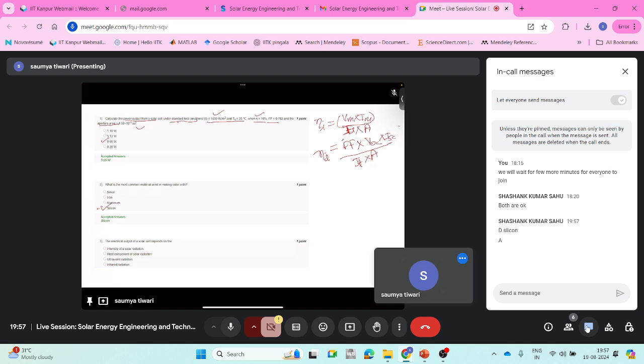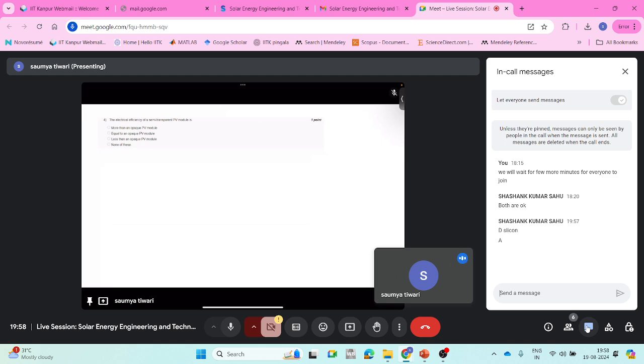So the correct answer for this question is A only, intensity of solar radiation. It does not need to be a heat component, UV, IR. We are just talking about the intensity of the incoming solar radiation. Now, the electrical efficiency of a semi-transparent PV module is more than the opaque PV module, equal to the opaque, less than the opaque, or none of these.